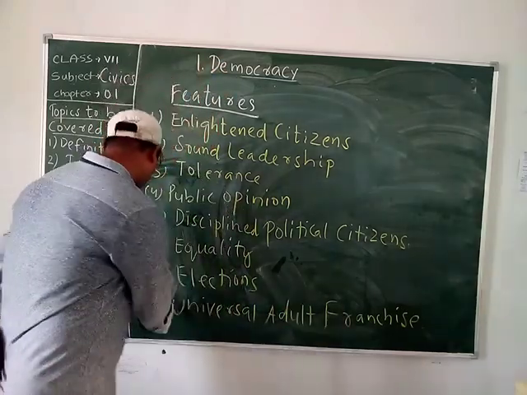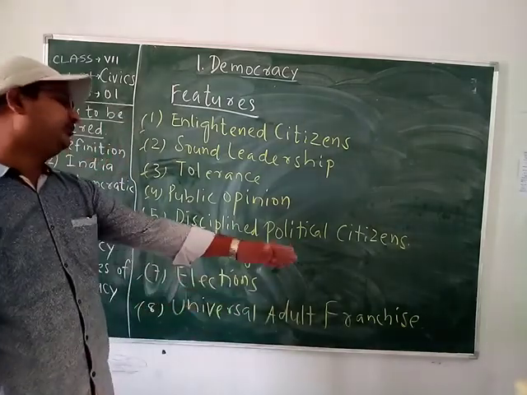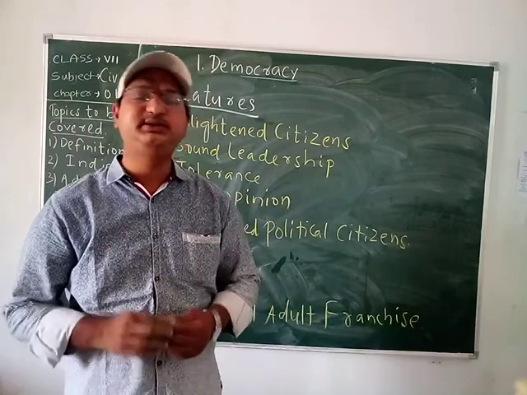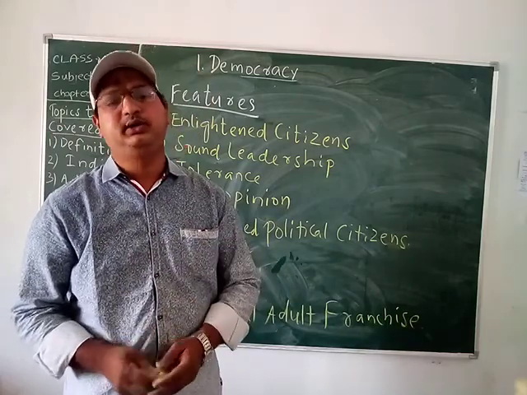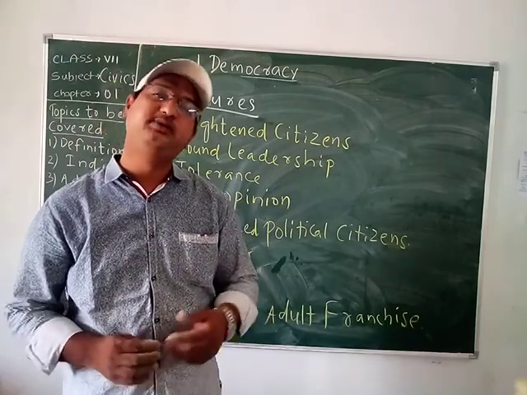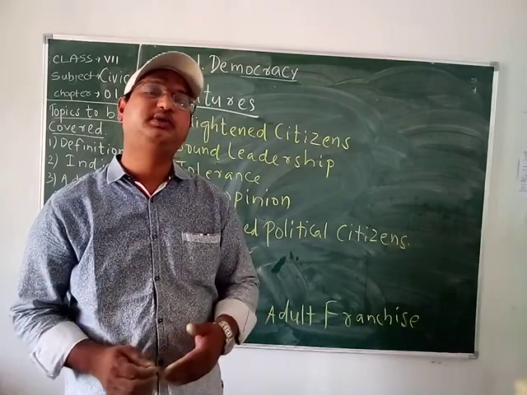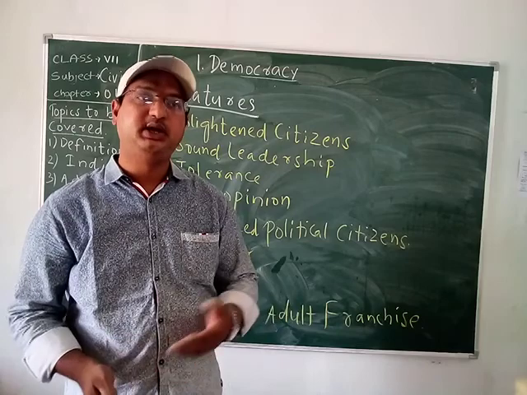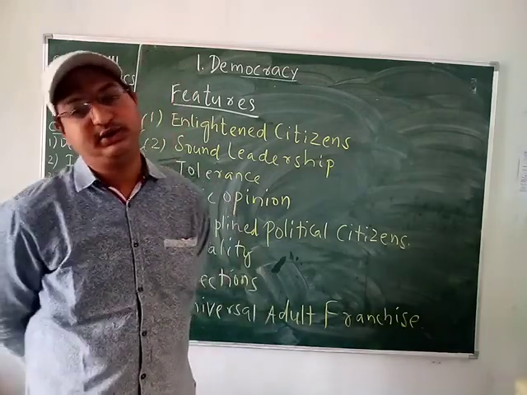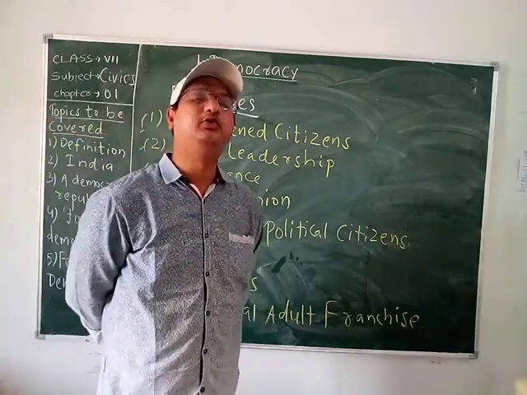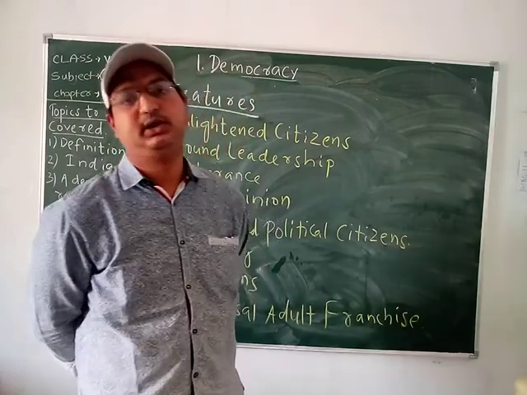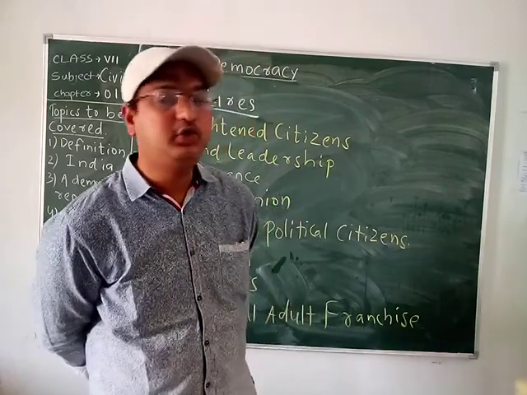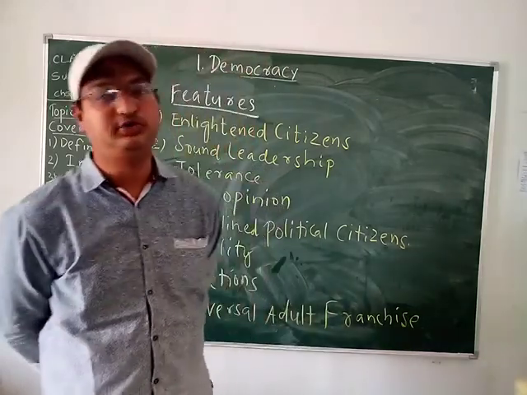And students, the last one is universal adult franchise. Students, what is the meaning? Universal adult franchise means the people of our country, after attaining the age of 18, can vote. This was not so in earlier times. After independence, India made an amendment, and then all the people who attained the age of 18 got the power to vote.